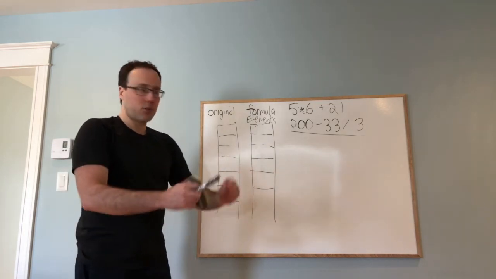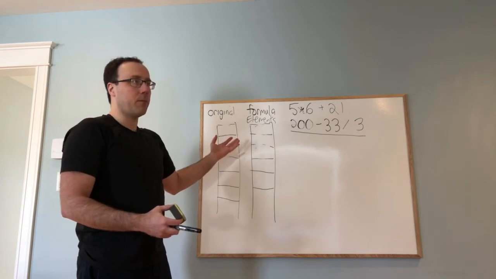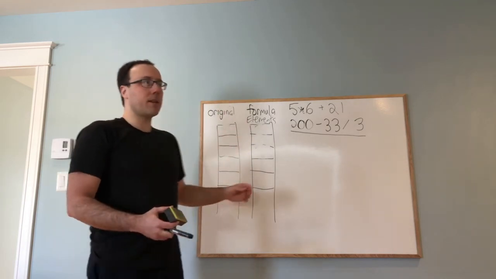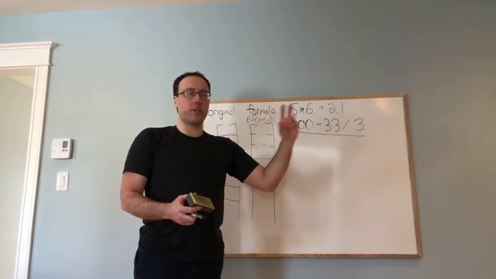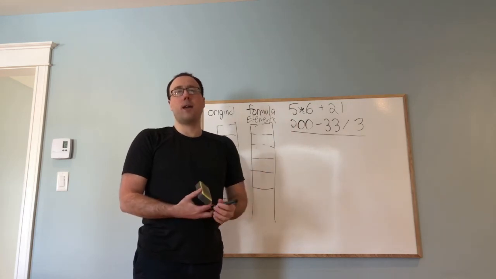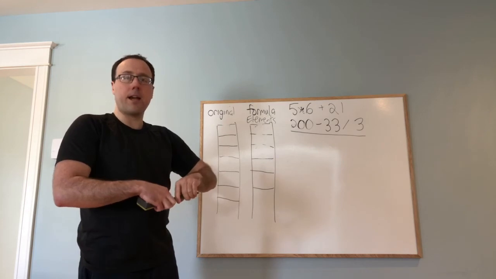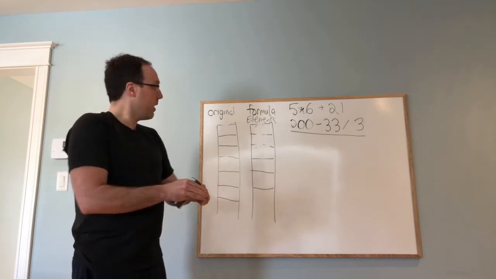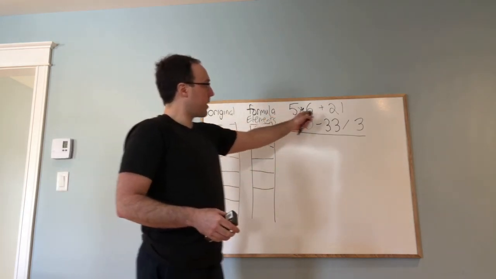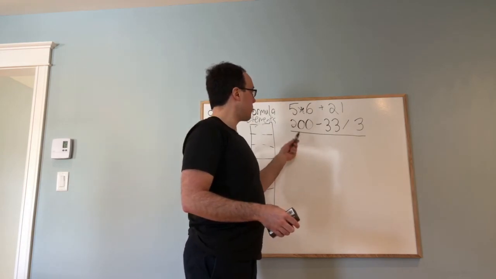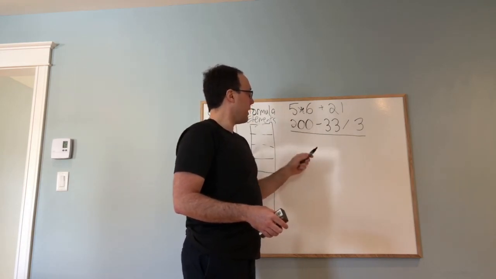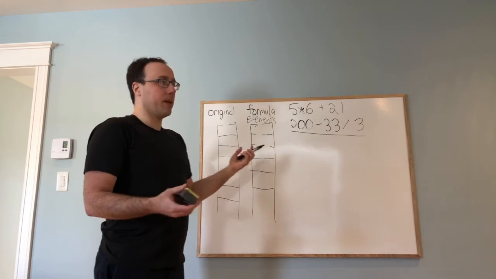I'll represent my data structures, I'll write them out. So if it was an array I'm using, I'll write them out in this format, and then I'll basically show each step what I'm adding to the array. And this really helps visualize the problem and make sure that I'm clear that I understand what I'm doing. So we already did 5 times 6 plus 21. Let's do 200 minus 33 divided by 3.